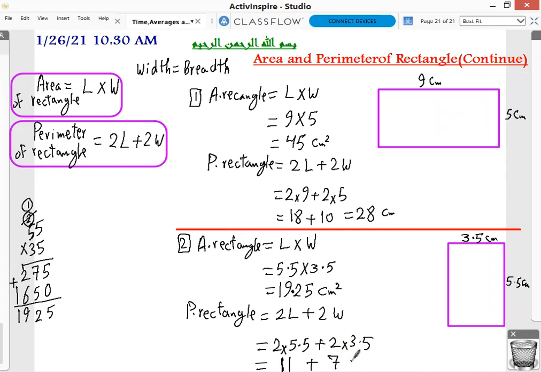Seven. What is the last answer? 18. Then it's not 20. Huh? Then what is the 18 statement? Centimeter or centimeter square? Centimeter.